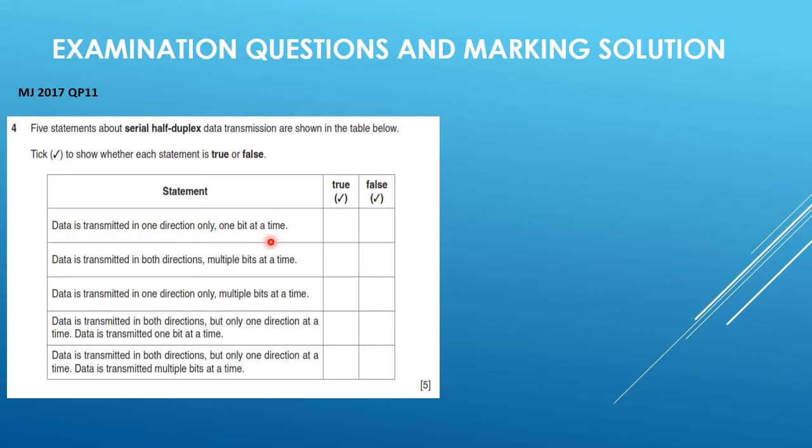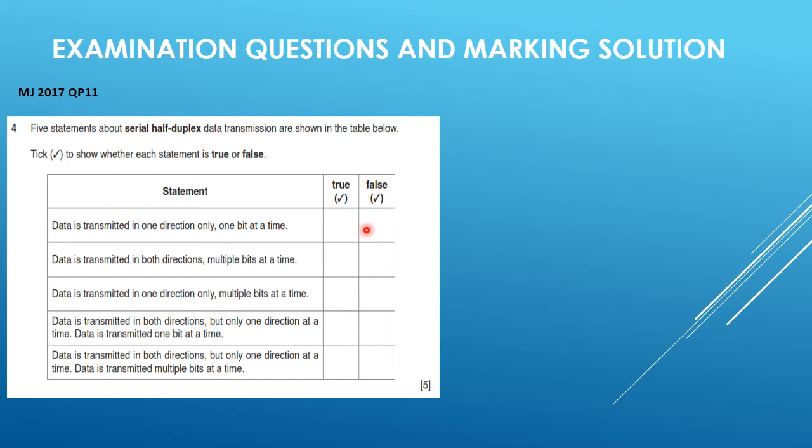The first statement is: data is transmitted in one direction only, 1 bit at a time. For serial half duplex, we need to specify whether it is true or false. We know that in half duplex, data is transmitted in both directions, 1 bit at a time. So the second part is true, but the first part is not true. So this statement is false.